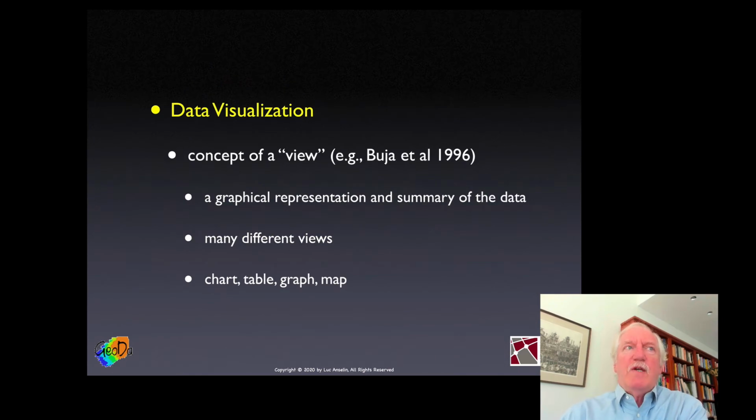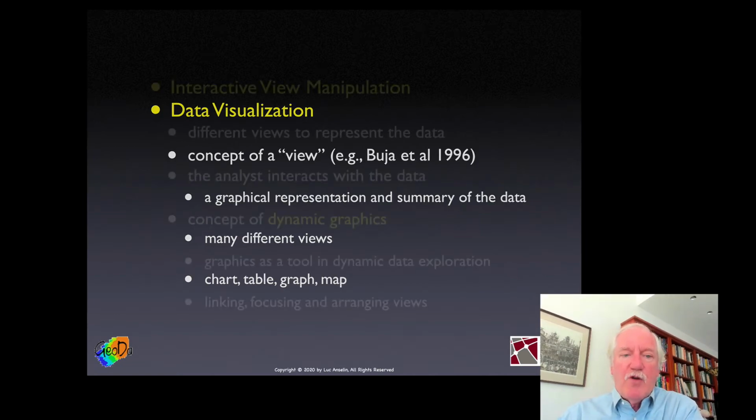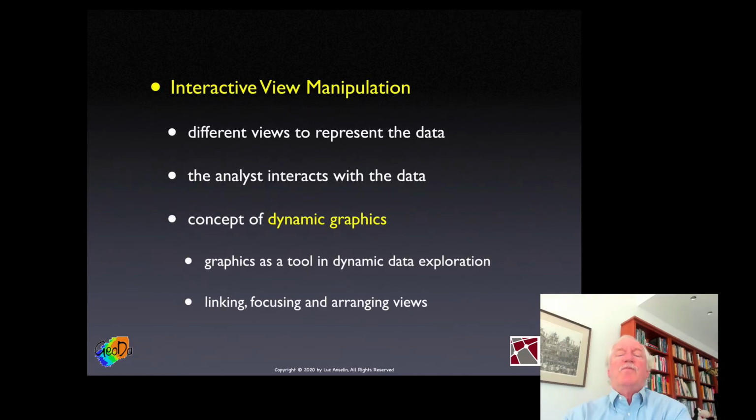And a core aspect of this is this notion of a view. And this is how data visualization is operationalized. Basically, you think of a graphical representation of the data, and that could be a simple table, a list, a graph, or a map. And the key behind effective data visualization is a combination of all these views. So all these different views are tied together and in a dynamic framework. And the different views are manipulated. So the analyst, you, becomes an integral part of the whole process.